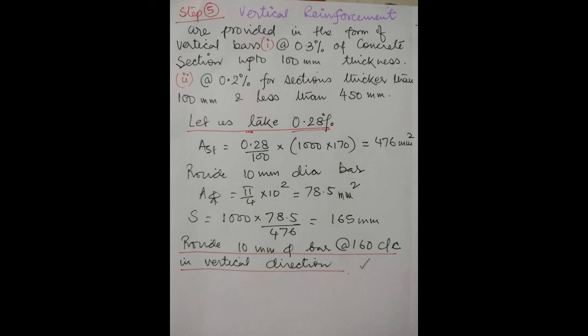So for vertical reinforcement, let us take a 10 millimeter diameter bar. One bar area is 78.5 millimeter square. So spacing comes out to be 165 millimeter. Now provide a 10 millimeter diameter bar at the rate of 160 center to center in the vertical direction. This is step number 5.